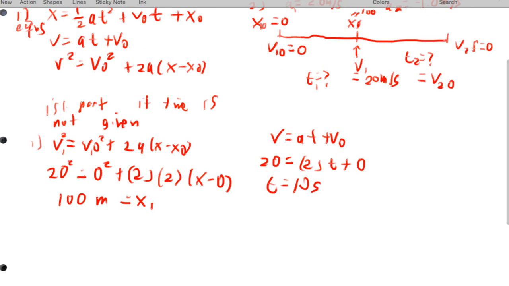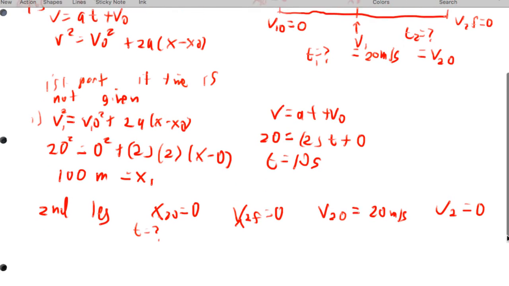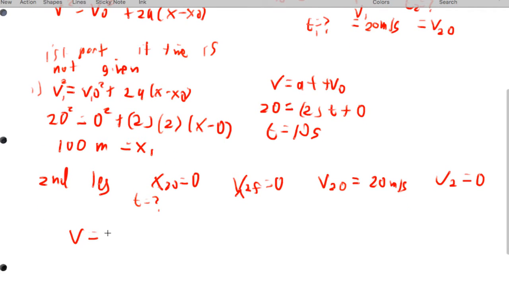Awesome. Now let's take a look at the second leg of the journey. I'm going to do a reset. I'm going to call x2 initial 0. x2 final is unknown. v2 initial is 20 meters per second, and v2 final is 0. I don't know the time. So let's go ahead and solve some things. Maybe we can get the time, since we want that.